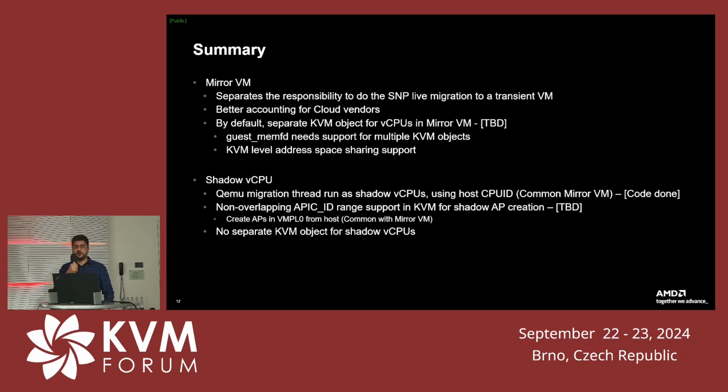Maybe for simplicity we can go ahead with the shadow vCPU approach to get this tested, and in parallel look at how things evolve for the mirror VM. I also expect suggestions from the maintainers and the community, if we go ahead with the mirror VM approach, on how we can solve the problems we are facing currently. The con for shadow vCPU, as I mentioned, is that it will not have a separate KVM object, and all will be in the same KVM context.